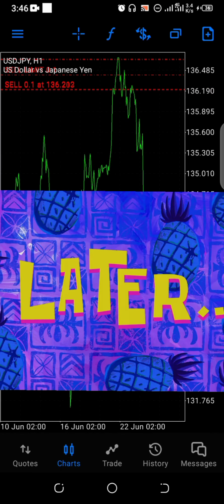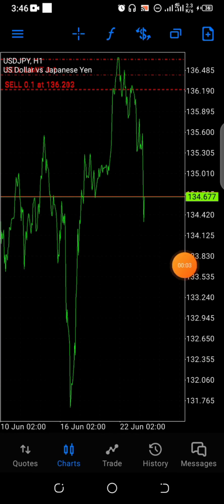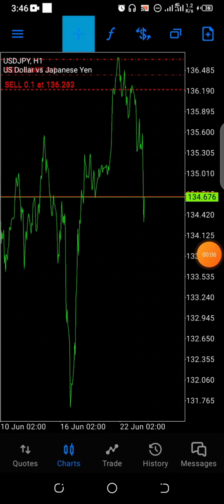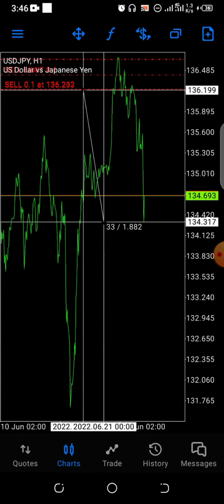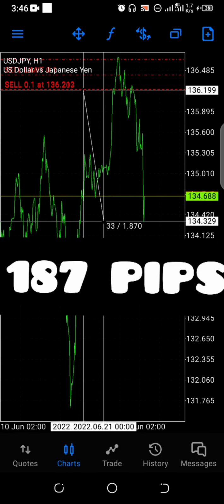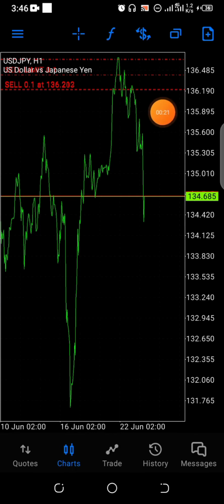All right, guys. Line chart strategy. You can see the line chart has already delivered for us how many pips right now. From the top where we entered down to this level, it has moved 187 pips, 187 pips using the line chart.